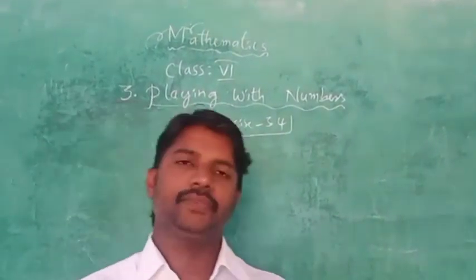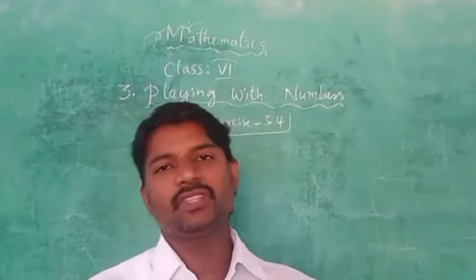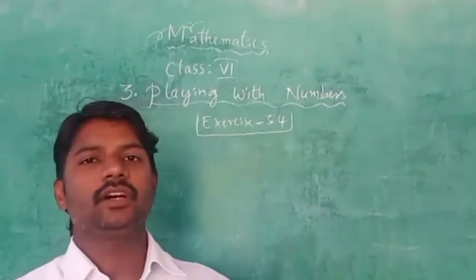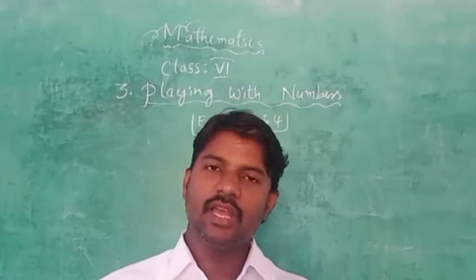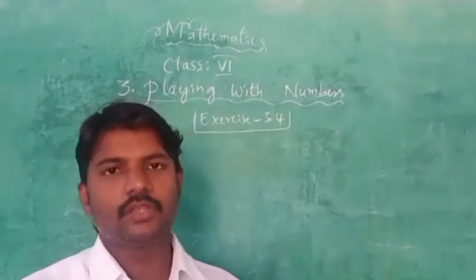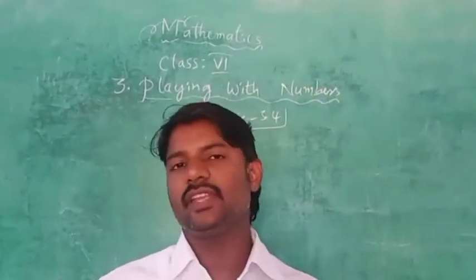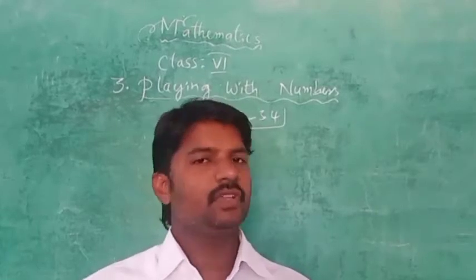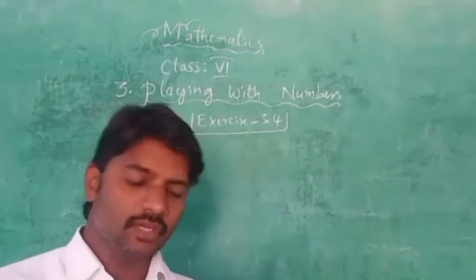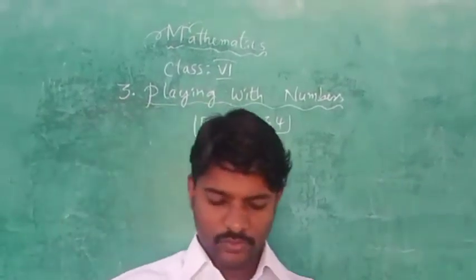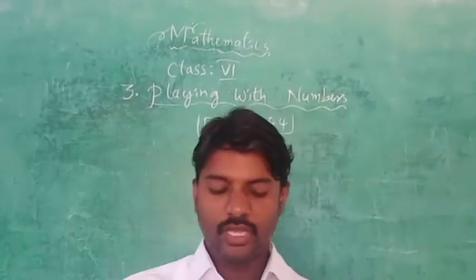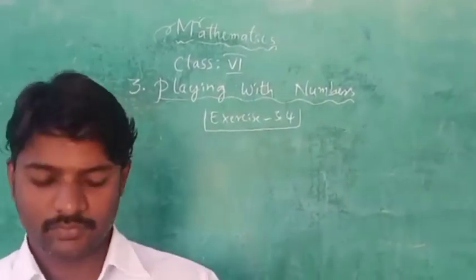In the last class we discussed how to find the HCF. I explained two methods: the prime factorization method and the continued division method. In the last class I explained an example for the factorization method, but the continued division method we'll do directly in the exercise. If you have the textbook, page number 39.